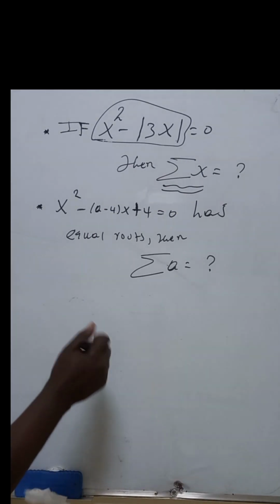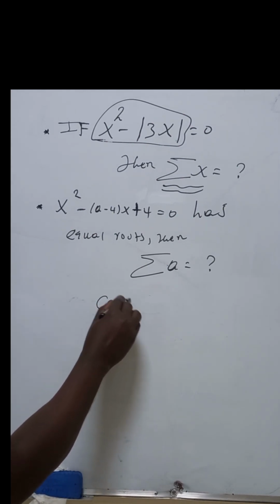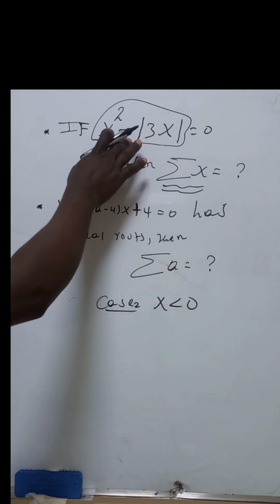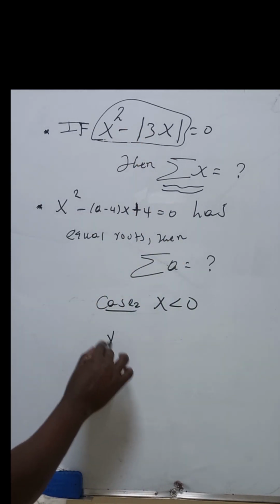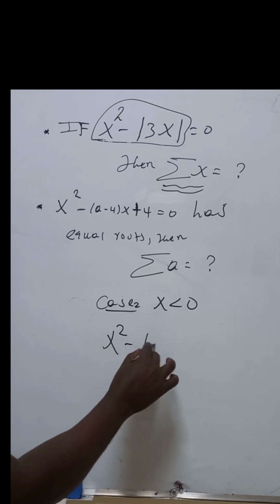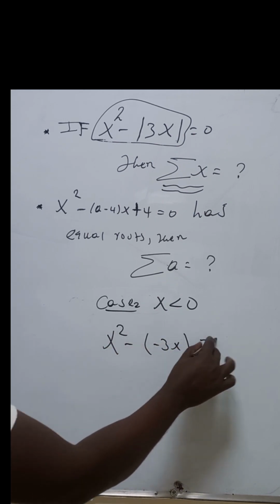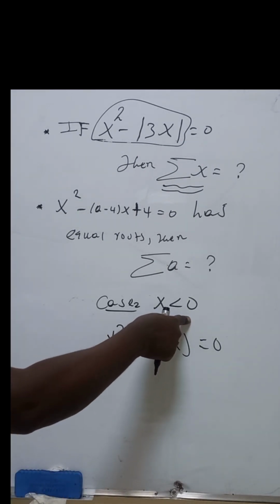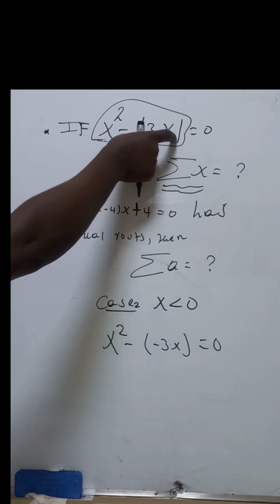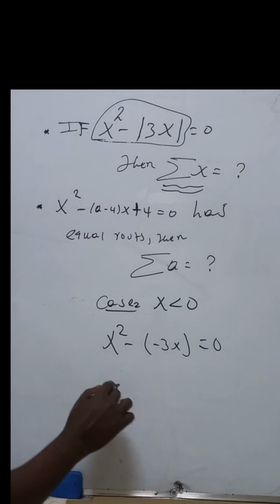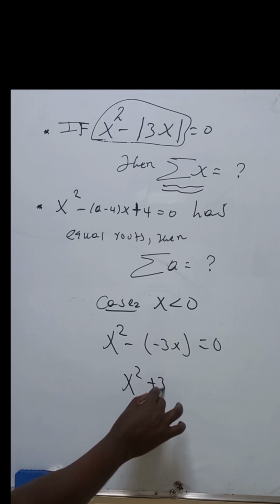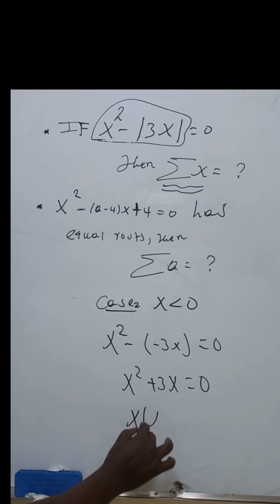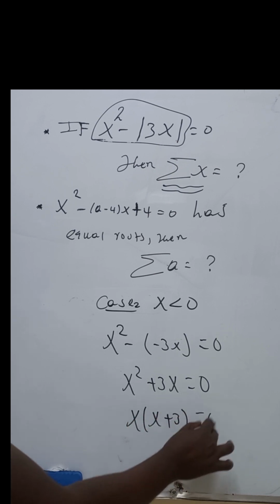For the second case, case 2, if x is less than 0, what will this equation be? That equation will be x squared minus 3x, which is going to be 0. That means for any real number x which is less than 0, the modulus of 3x will be minus 3x. Then this can be x squared plus 3x, which is 0. Now we can take out the common factor. X is common, so x times x plus 3 is 0.